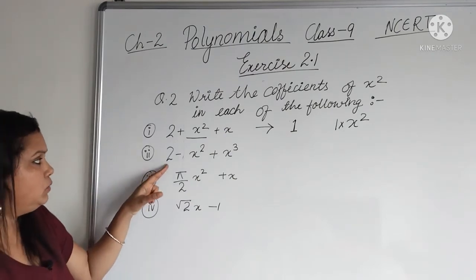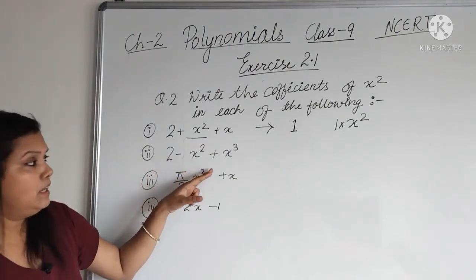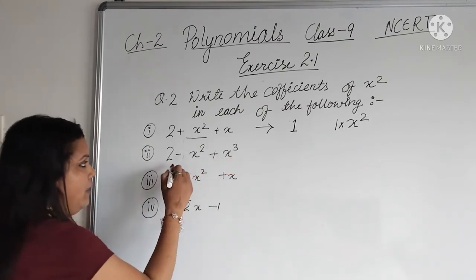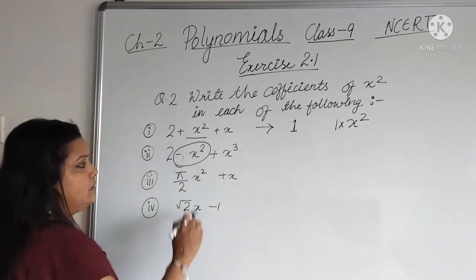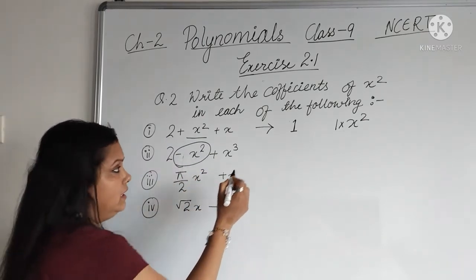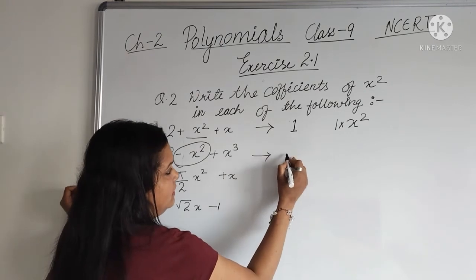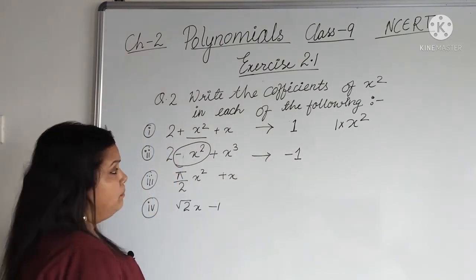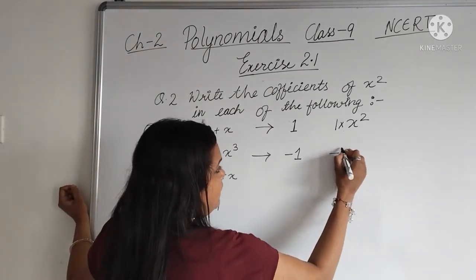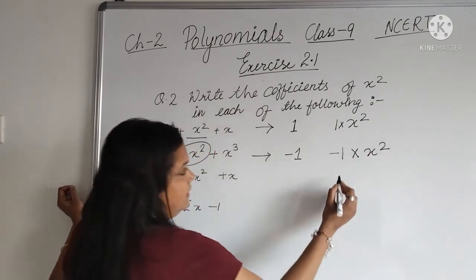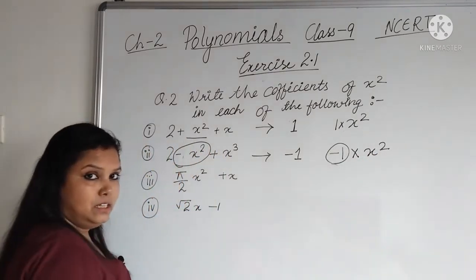Now the next one, 2 minus x square plus x cube. We don't have to see this x cube. We have to see this x square. So minus x square. That means the coefficient is minus 1. Why? Because minus x square can be written as minus 1 multiplied by x square. That means coefficient is minus 1.